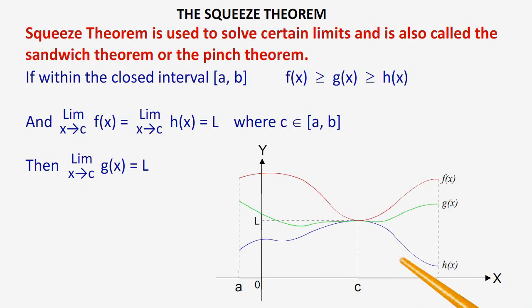If the graphs of the three functions are drawn within the closed interval [a, b], it would look somewhat like this. The green line representing function g(x) is sandwiched between the red line representing function f(x) and the blue line representing function h(x). The three lines squeeze or pinch at this point where x equals c. The value of the three functions is the same at this very point and is equal to L.